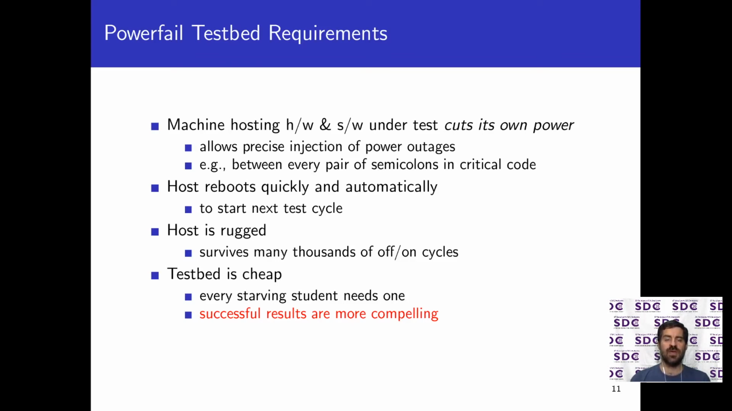After power is shut off, it must somehow be restored, and the machine hosting the software and the test should reboot quickly and automatically so the next test cycle can begin. The host machine must be rugged enough to withstand many thousands of power-off-on cycles. And finally, the overall testbed should be cheap for two reasons. First, we don't want anyone, even starving students, to have an excuse not to test against power failures. Second, successful tests on a cheap and flimsy testbed are more compelling than successful tests on fancy, expensive hardware.